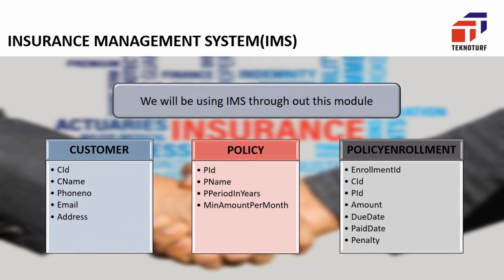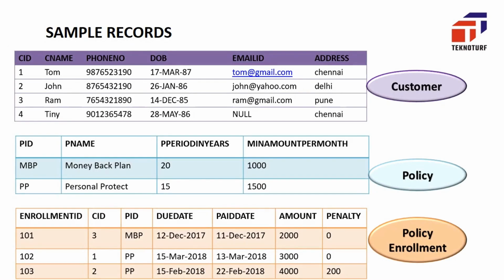We will be using an insurance management system throughout this module. There are 3 tables used in this system, that is IMS. First, a customer table will store the information of each customer. Second, a policy table will store the information about each policy plan available in the insurance. Third, a policy enrollment table will store the information about the policy taken by a customer. Here are listed sample records available in the customer, policy and policy enrollment tables.